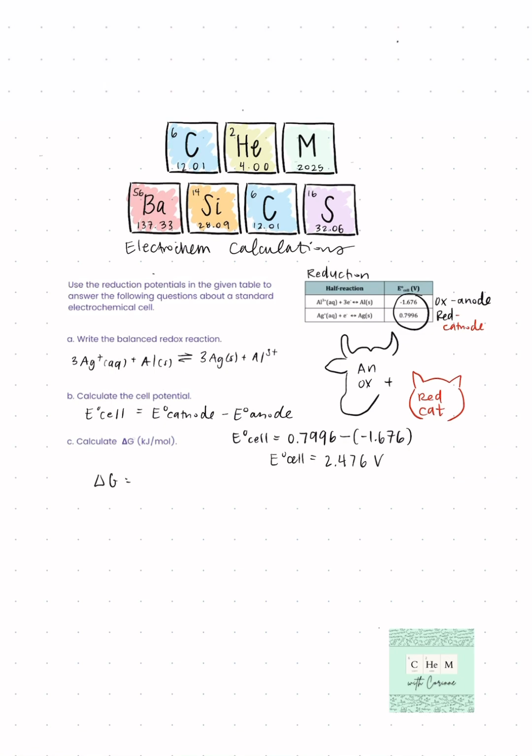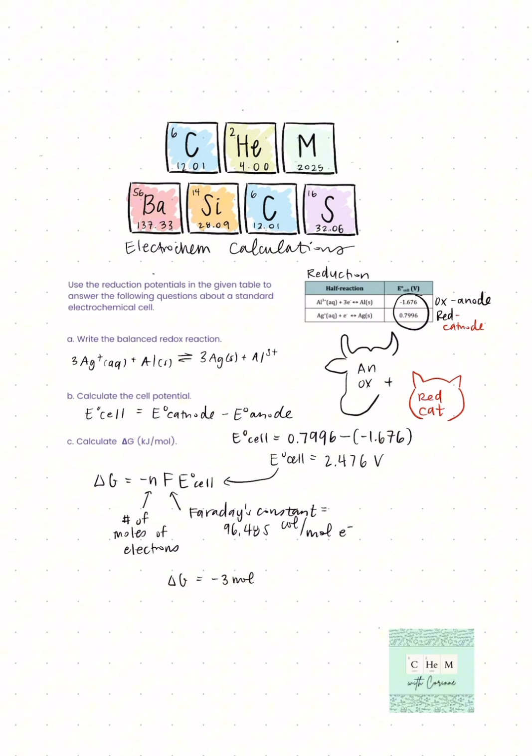And finally, let's go ahead and calculate the Gibbs free energy. So to do that, we're going to use ΔG = -nFE, where n is the moles of electrons, F is Faraday's constant, and then E is that cell potential you just calculated. You're just plugging everything in.